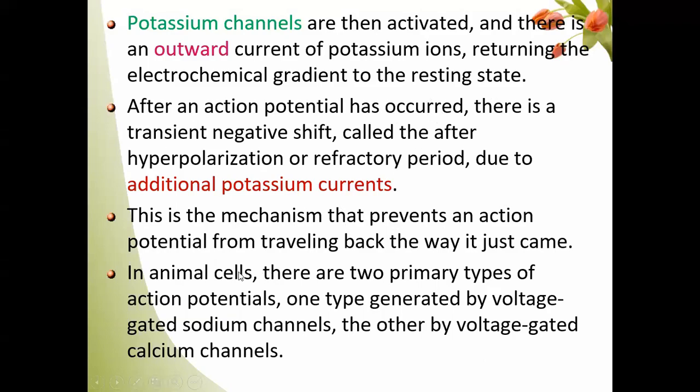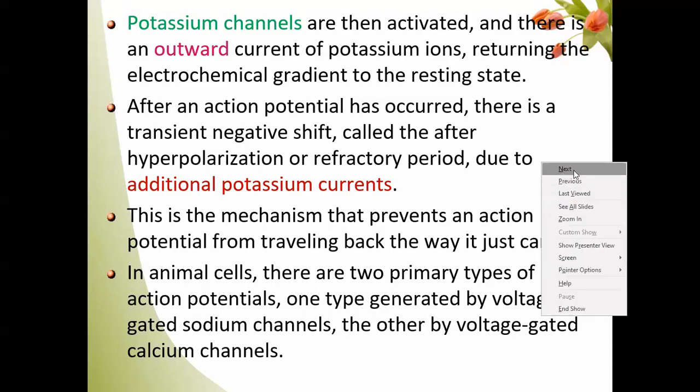In animal cells, there are two primary types of action potentials. One is generated by voltage-gated sodium channels, and the other one is generated by voltage-gated calcium channels.